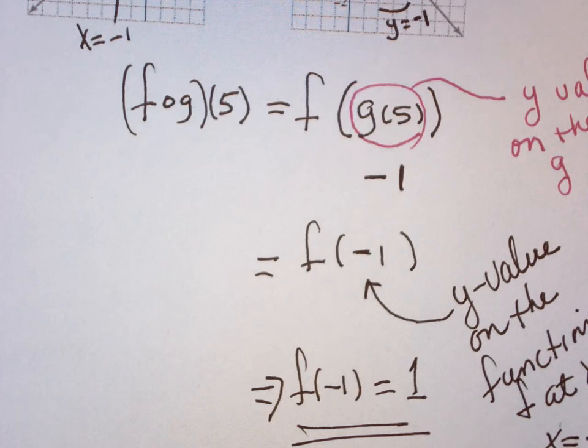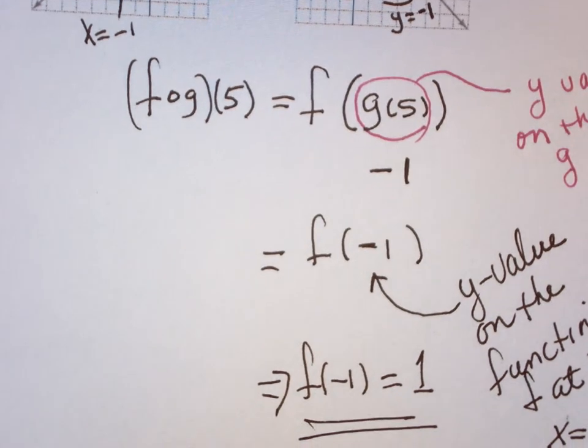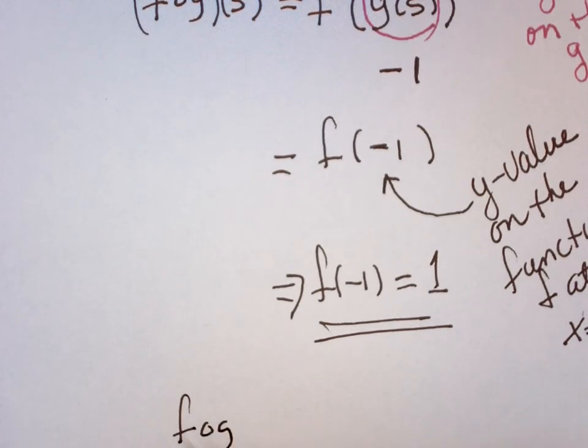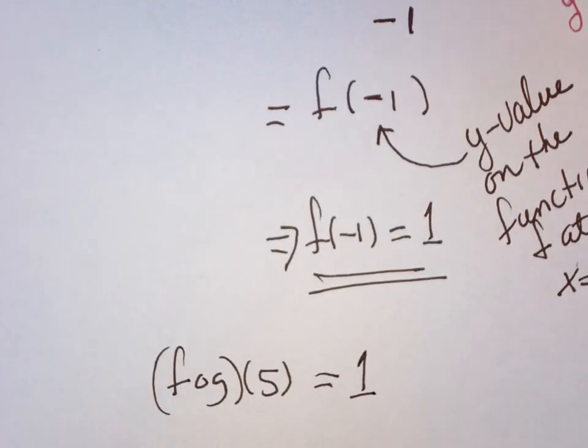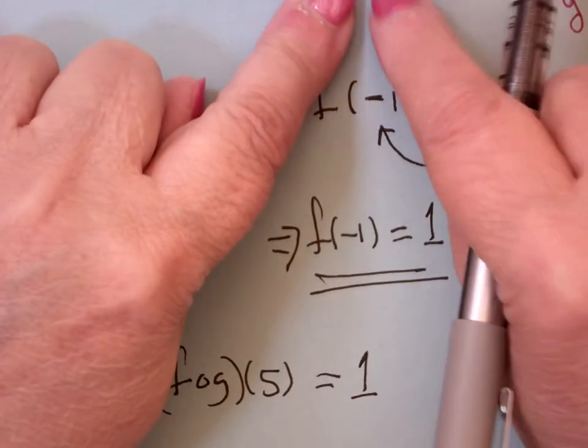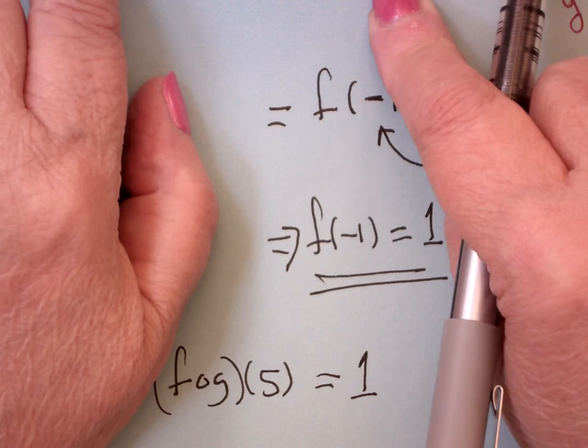Now, how do we write out the proper answer? Well, in this particular problem, it's asking us for this. What is f composed with g of 5? F composed with g of 5 is 1. I had to first find g of 5. Once I found g of 5, that gave me a value I could plug in to f.